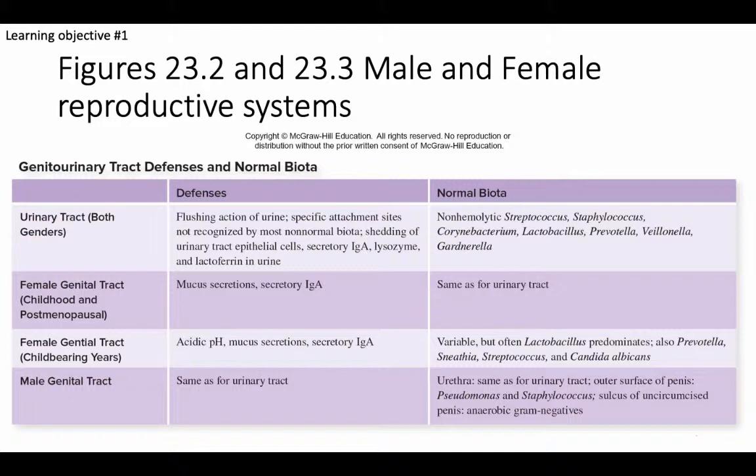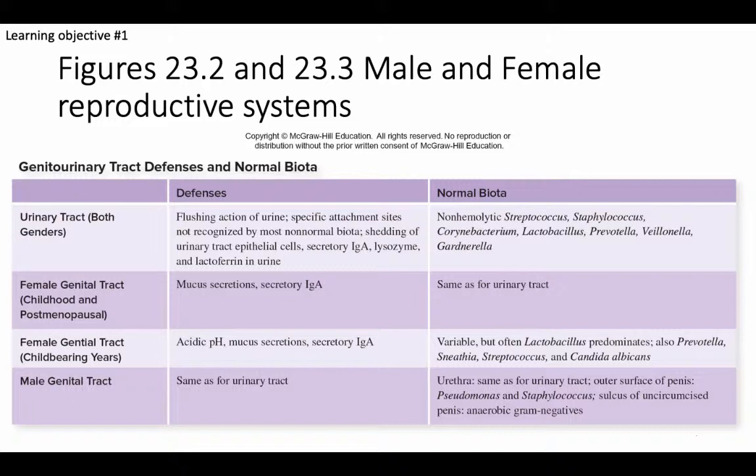Then looking at the genital tract, first we'll discuss female. In childhood and post-menopause, mucus secretions and secretory immunoglobulin A antibody are the main defenses. The biota will be the same as the urinary tract.